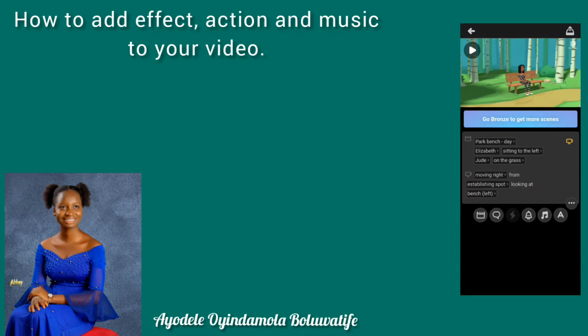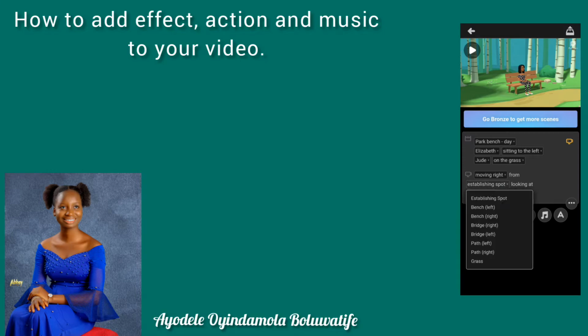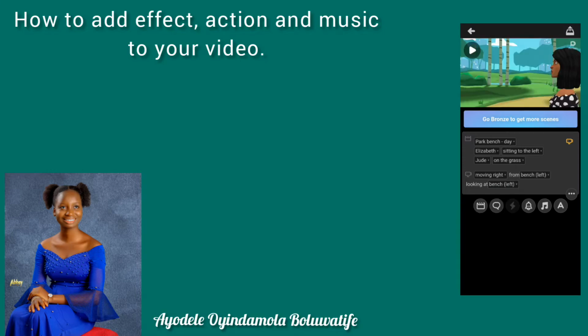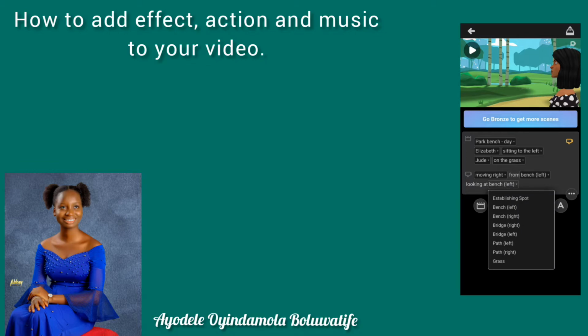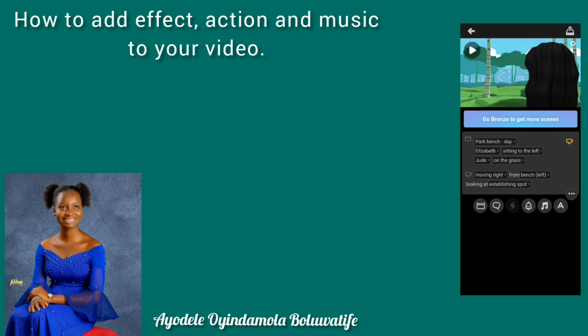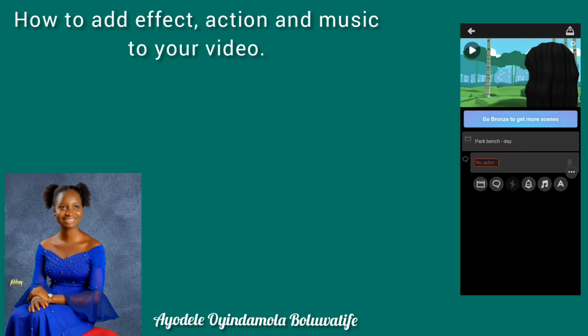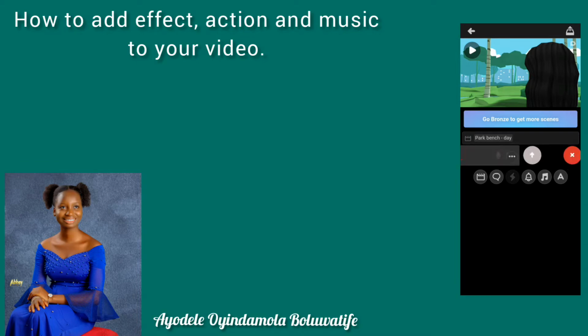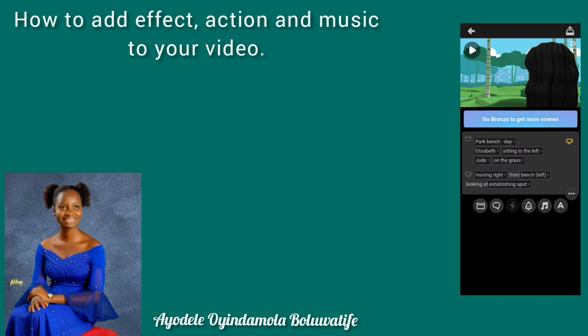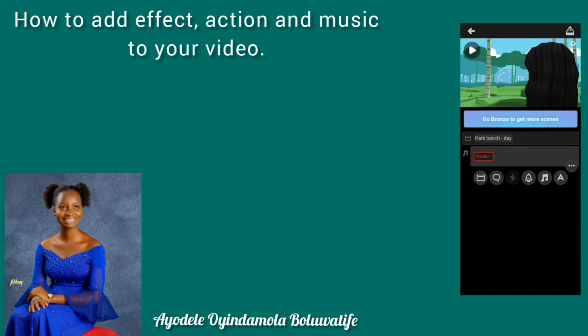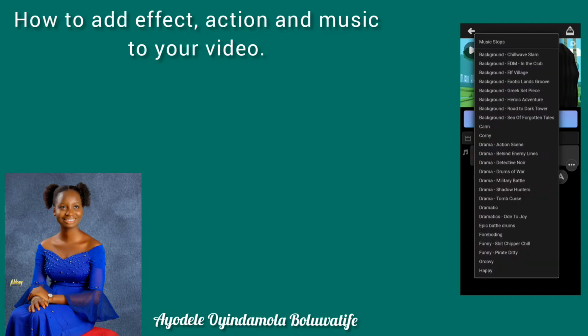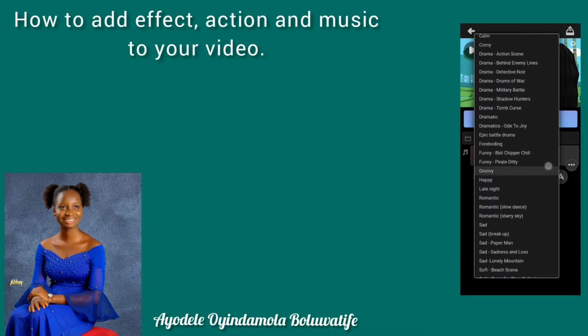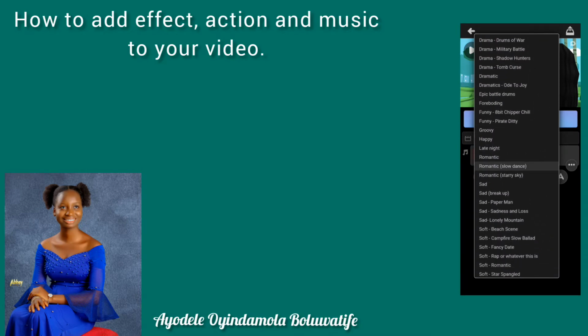After creating your scene, beside where you added your characters, you will see an icon there. Just click on it. That is where you will add whether you want your scene to be stagnant, to move forward, move backward, and everything.